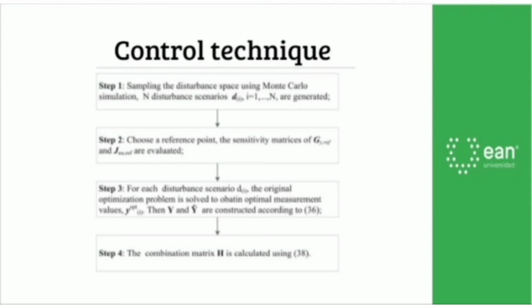The perturbation space is first sampled using the Monte Carlo method. The sampling number is set as N equals 500, which is statistically significant in our case. All sampled conditions are optimized for economic benefit using the solver.